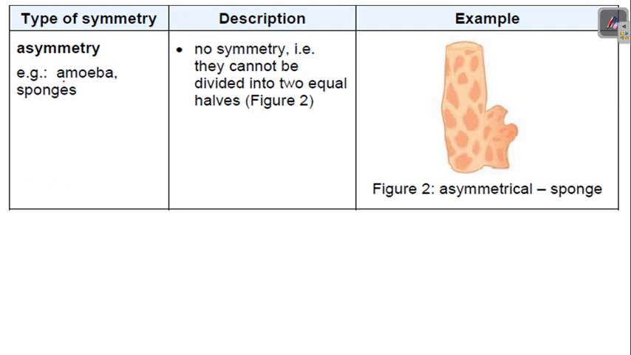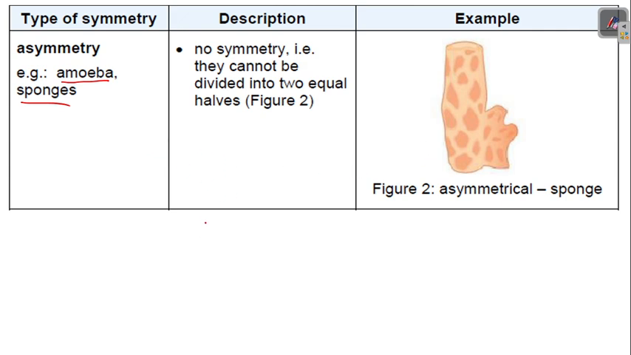Asymmetrical organisms are like an amoeba, that protist, and sponges. Your sponges are from the phylum Porifera. They have no symmetry. Basically it means that if you cut this organism longitudinally from any direction, will it have two identical halves? No. If I cut this one over here, it will not have any identical halves.